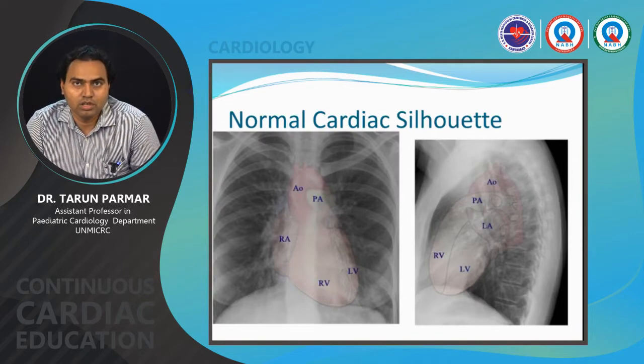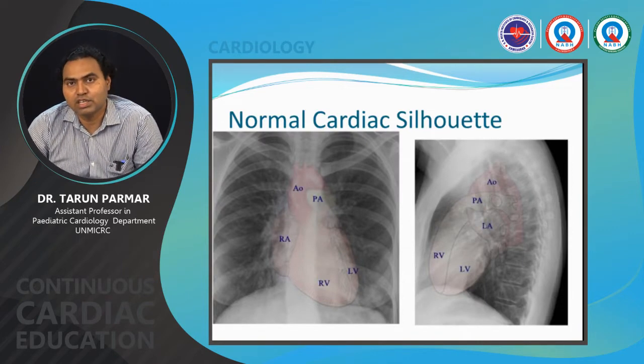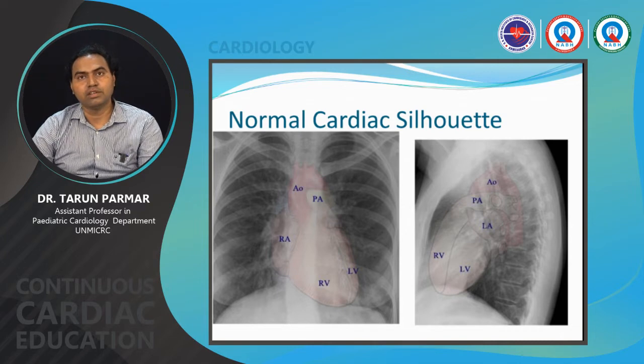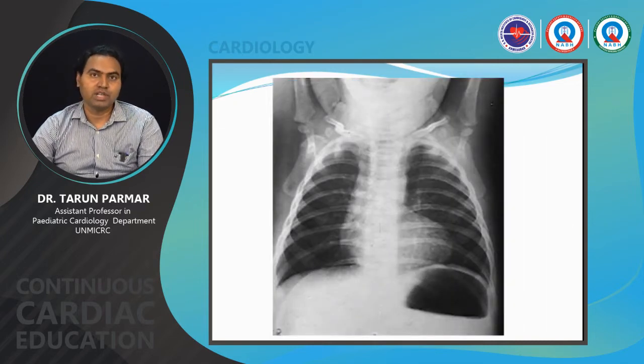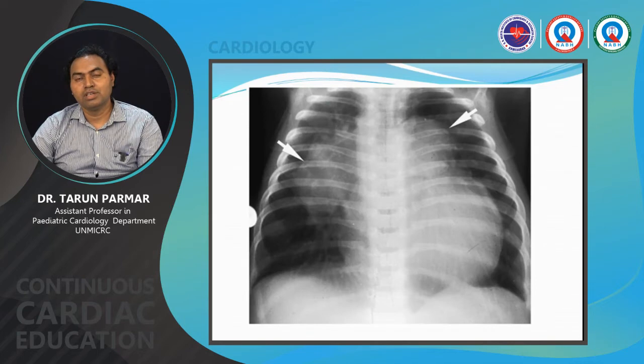Now come back to the X-ray. This is the normal X-ray of a child. These are some of the X-rays of CHD. Here you can see clearly a boot-shaped heart and a decrease in pulmonary blood flow. This is the classic X-ray of TOF. In this X-ray you can see hugely dilated pulmonary arteries, a decrease in pulmonary blood flow, and an RV type of apex. This is the X-ray of TOF with absent pulmonary valve syndrome.